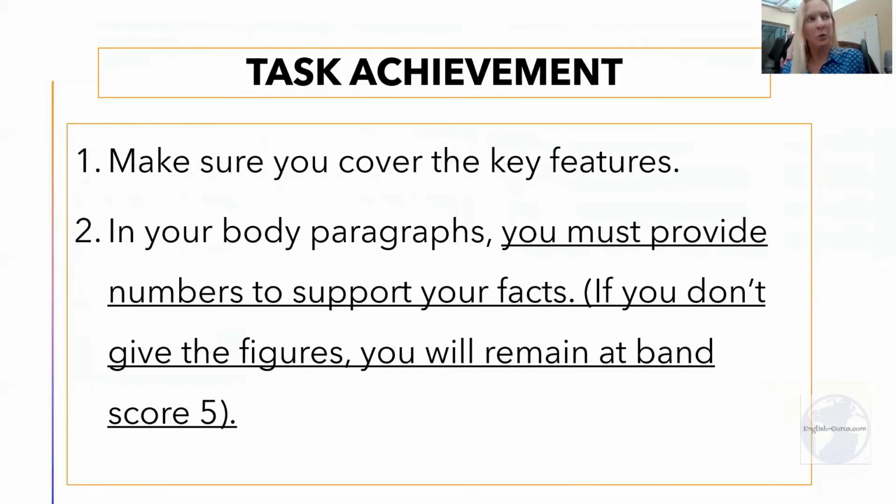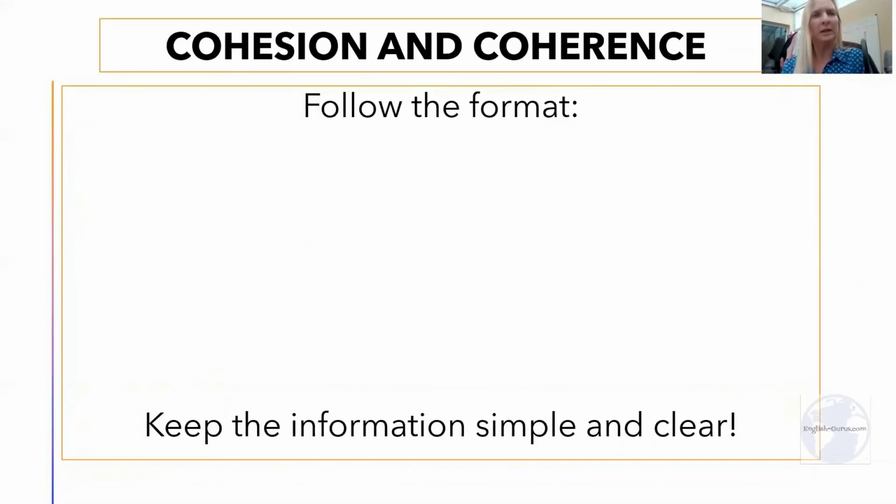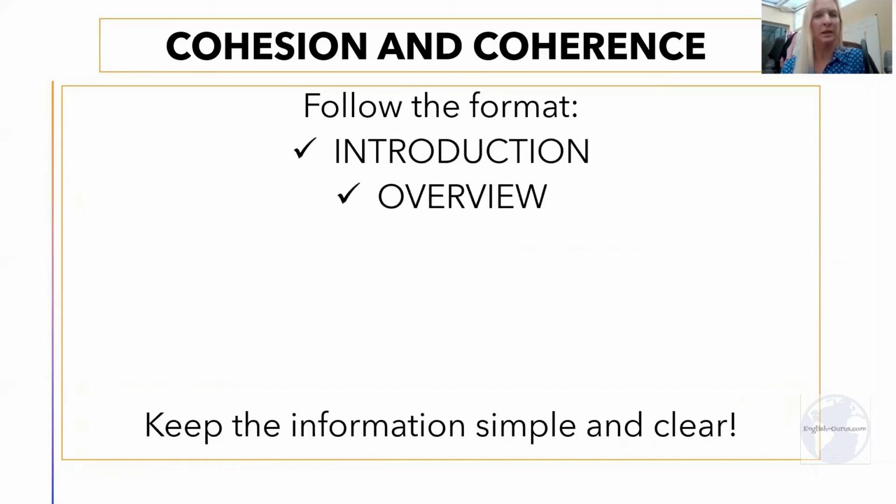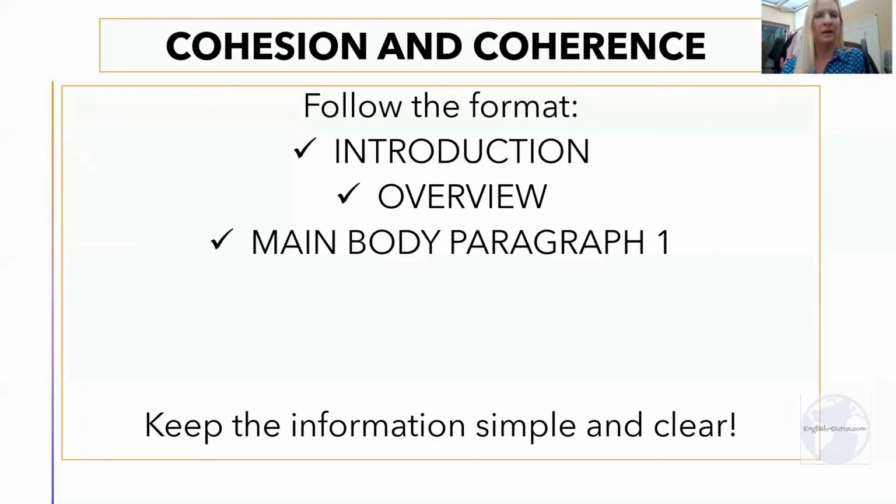Remember, task achievement is 25% of writing task 1. And so in order to reach task achievement, make sure you cover the key features of the graph. So cover all of the main ideas in the overview and go into detail in main body paragraphs 1 and 2. So in terms of cohesion and coherence, follow the format. Maintain a clear introduction, a nice overview, about 2 to 3 sentences. Main body paragraph 1, main body paragraph 2.